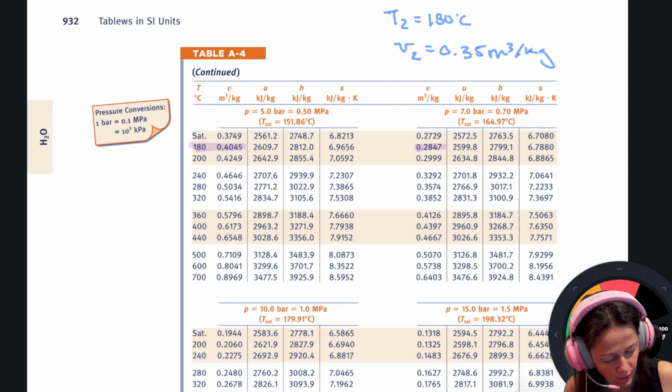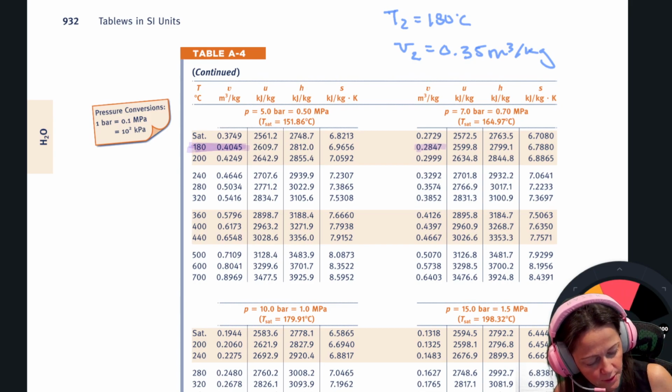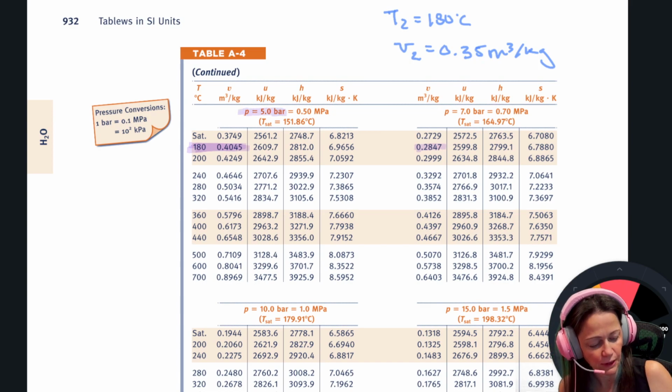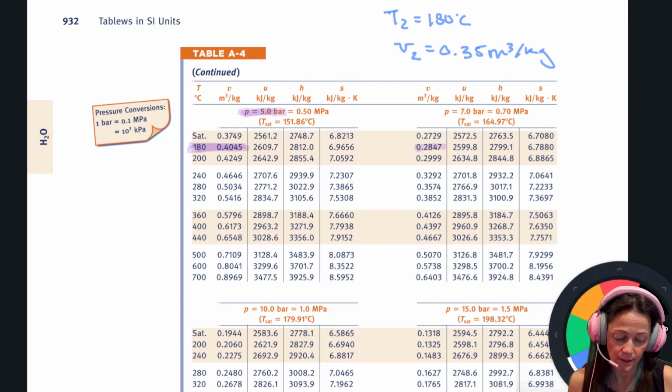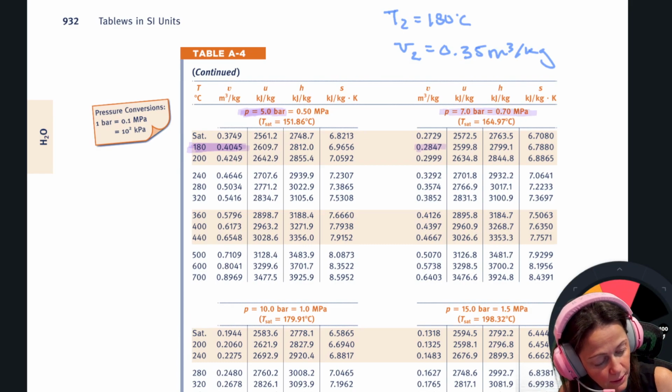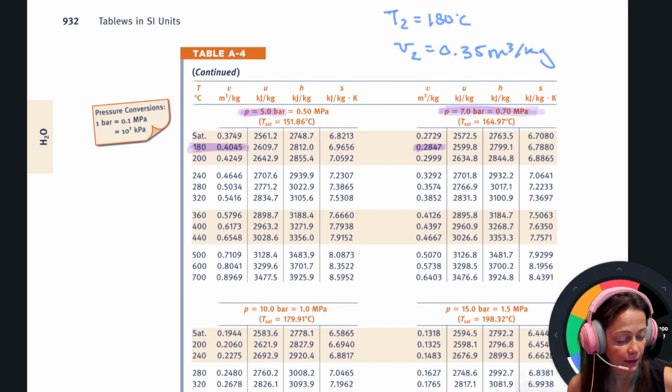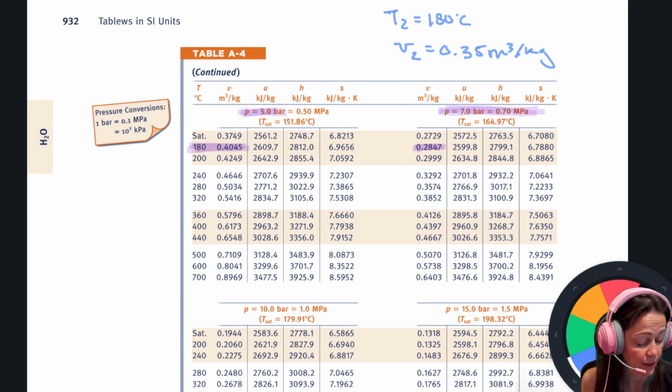And it looks like I've got it, right? So at 180 degrees and a pressure of 5 bar, my specific volume of that water would be 0.4045. And at 7 bar and 180, I would have a specific volume of 0.2847.